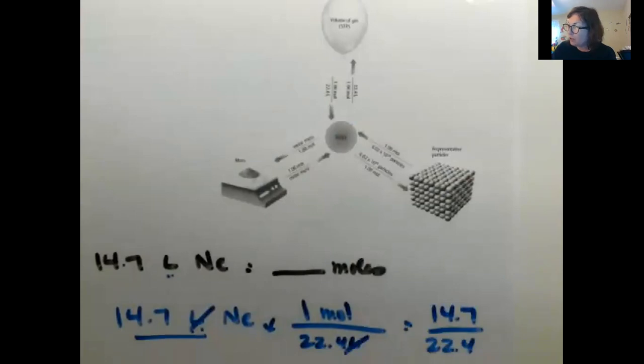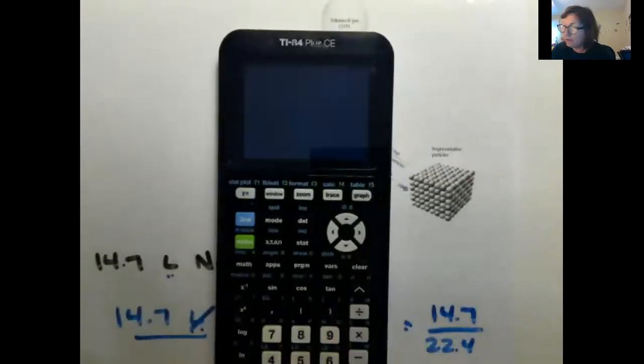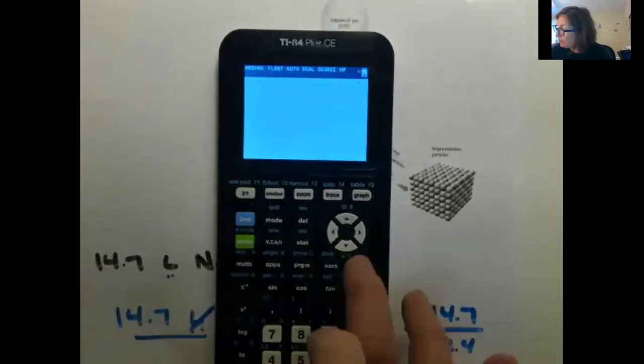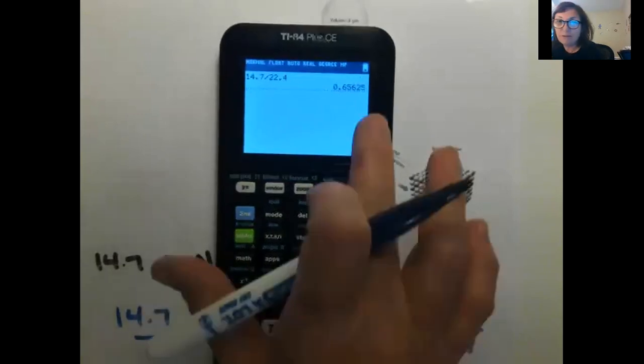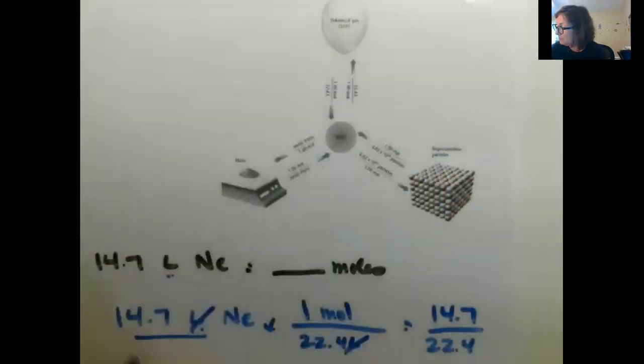I take 14.7 divided by 22.4, and I get 0.66 moles. How's that? It's not that bad now, is it? I don't think so. Let's try another one.